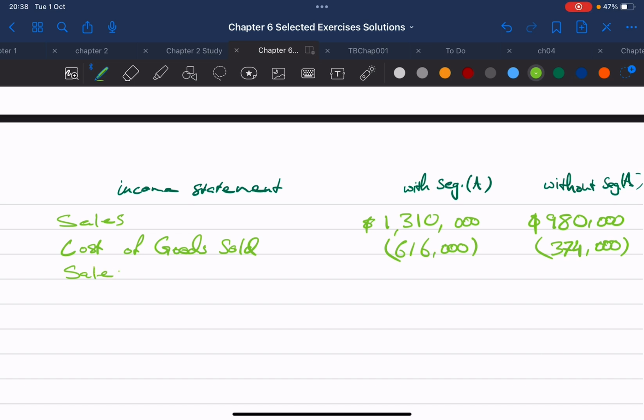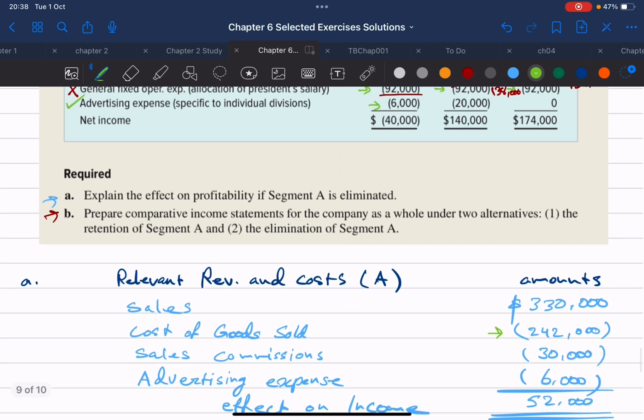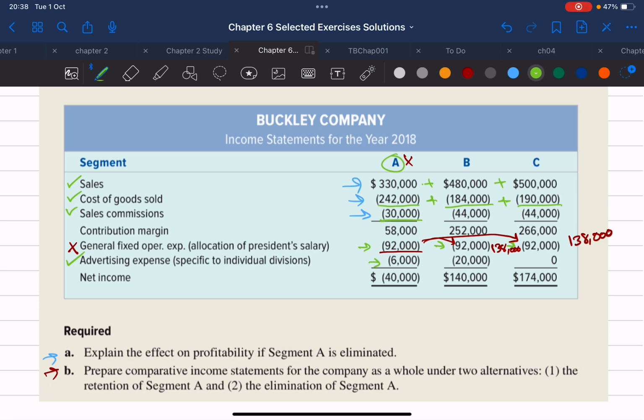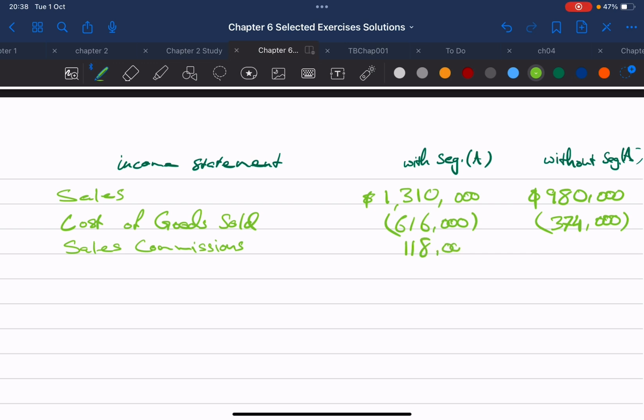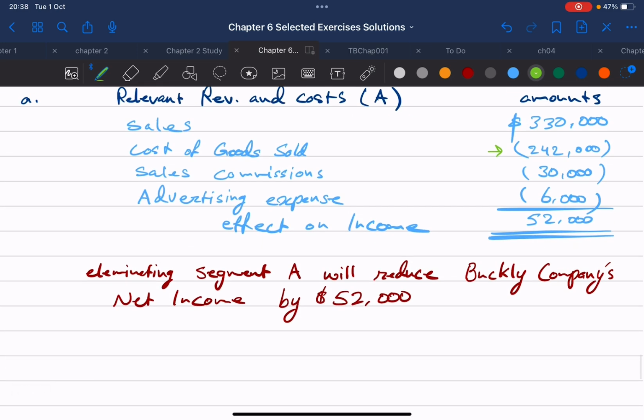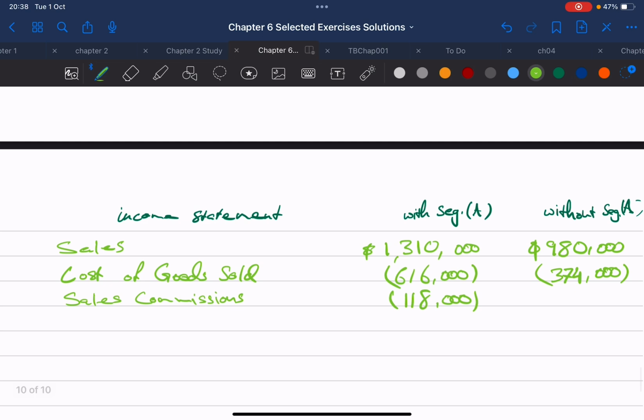And then we'll add our sales commissions as well. Go back to our data. Sales commissions, 30,000 plus 44,000 plus 44,000. So I'll write 44,000 multiplied by 2 plus 30,000. That's 118,000. And then I'll subtract the sales commissions associated with segment A only, which is 30,000. That will give me 88,000. So if we eliminate segment A, our sales commissions cost is going to be reduced from 118,000 to 88,000.